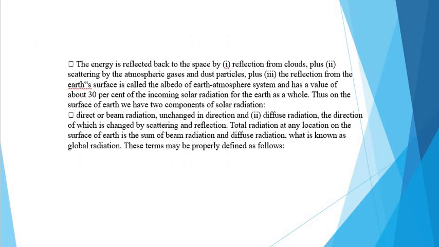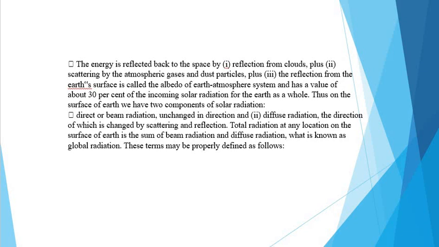The energy is reflected back to space by reflection from cloud plus the scattering by atmospheric gases and dust particles. The reflection from the Earth's surface is called albedo. The Earth-atmosphere system has an albedo of about 30% of incoming solar radiation.